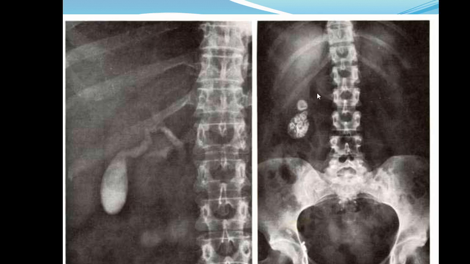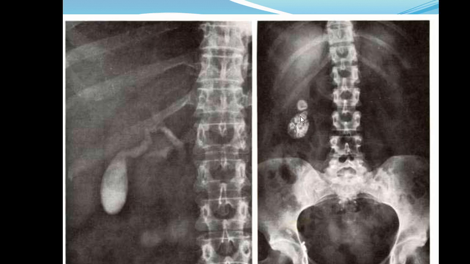So the gallbladder can be visualized radiologically by putting a dye either orally or through the intravenous route. And this dye, which is opaque, is secreted in the bile and concentrated in the gallbladder, and the gallbladder is very well visualized.